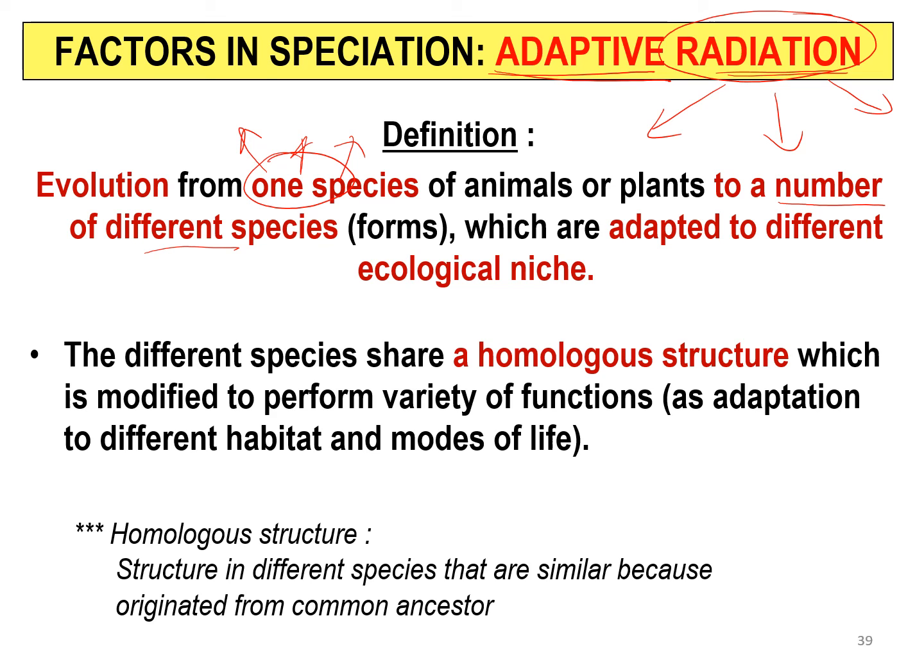Dia berkembang. Adaptive because they are trying to adapt to different ecological niches. Different ecological niche ni adalah functional, dari segi peranan dalam ekosistem. So the different species share a homologous structure, bentuk strukturnya sama, which is modified to perform a variety of functions. Satu struktur yang sama kemudian termodify, maksudnya terubah suai untuk menyesuaikan diri dengan fungsi yang berbeza-beza due to different habitat or modes of life.